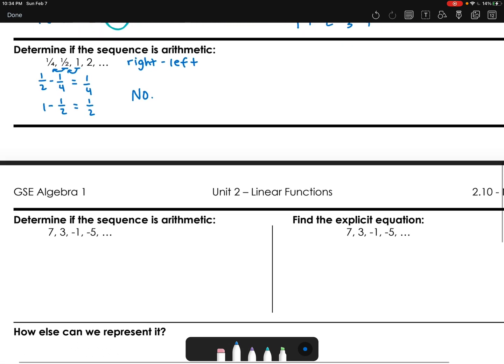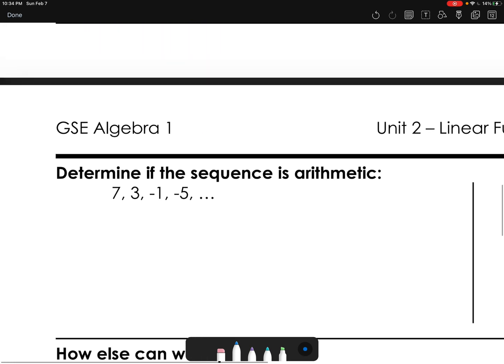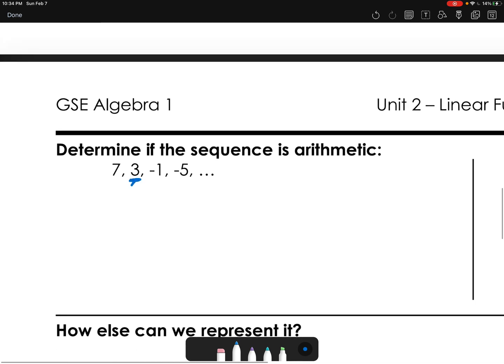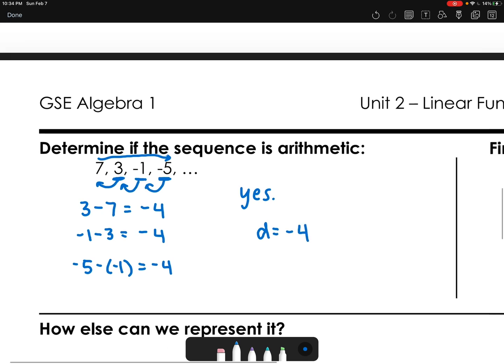So let's go to the back page of your notes here. Now, again, we're going to determine if the sequence is arithmetic, so we're doing right minus left. We're starting at 3 and subtracting 7. So 3 minus 7 is -4. Okay, that negative is important, guys. These numbers are getting smaller as we move left to right, so your common difference is going to be negative because you're subtracting something each time. -1 minus 3 is -4. Okay, it's looking good so far. And the last one, -5 minus -1, would also be -4. So yes, this is an arithmetic sequence, and the common difference is -4 in this problem.